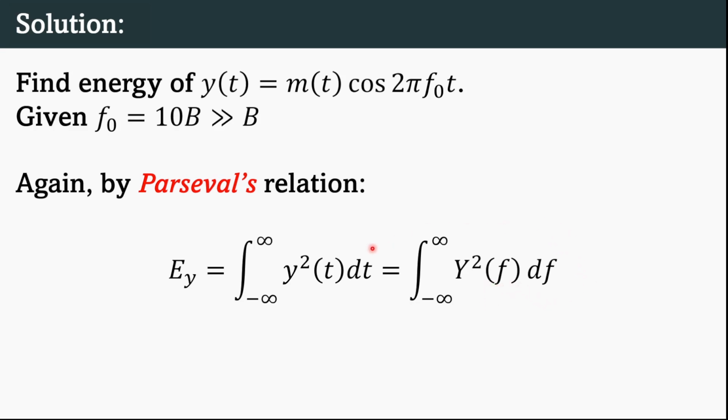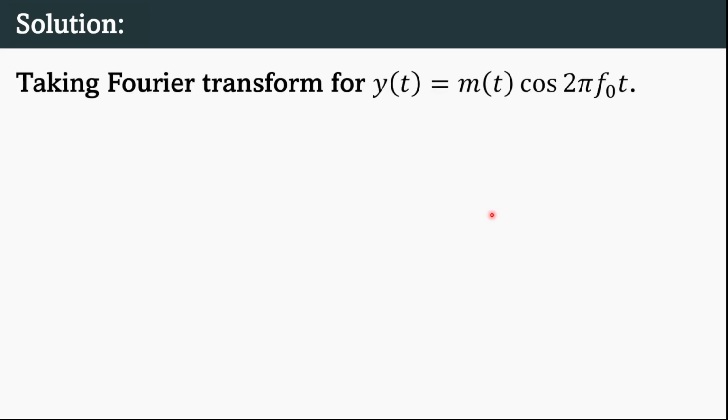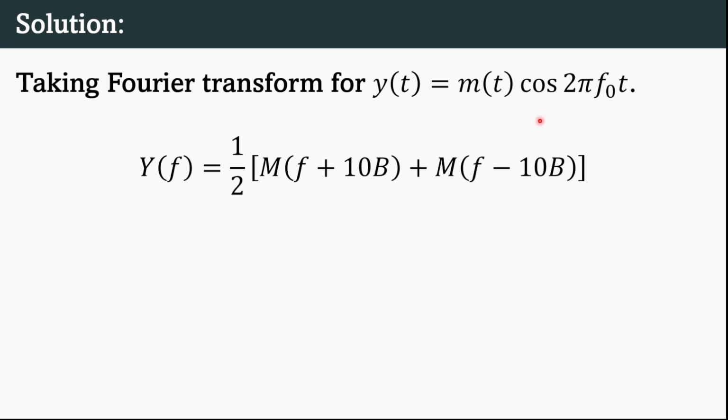Okay, so in the time domain it is the area of y square of t, and in the frequency domain that is the area of Y square of f, and these two are equal by the result we get using Parseval's relation. Now by taking the Fourier transform of y of t, which is m of t cos 2 pi f naught t, what do we get? By using the modulation property, we get Y of f equal to 1 by 2 times M of f plus f naught plus M of f minus f naught, but we were given f naught equal to 10B, so that is what I have substituted here.